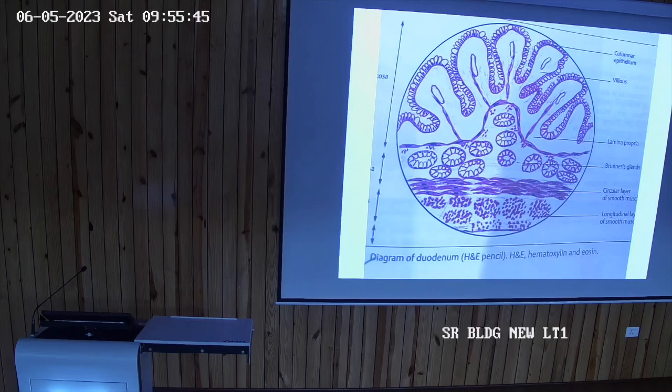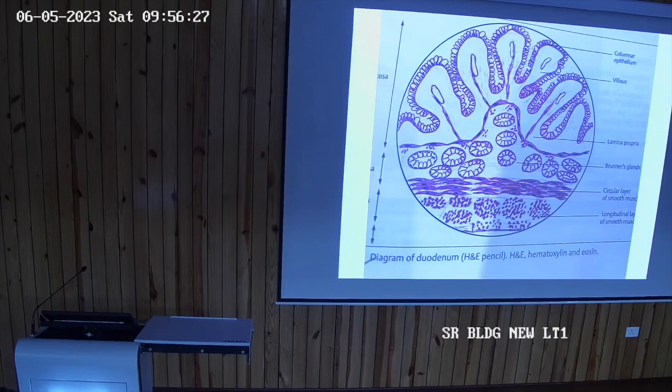Next to this, look at this part. This is the submucosal part. Between the muscularis mucosa and the muscle coat, what is that part? That is called submucosa. And the submucosa is filled with a large number of mucus secreting glands. These mucus secreting glands are called Brunner's glands. So what are Brunner's glands? They are the mucus secreting glands that fill the submucosa of the duodenum.